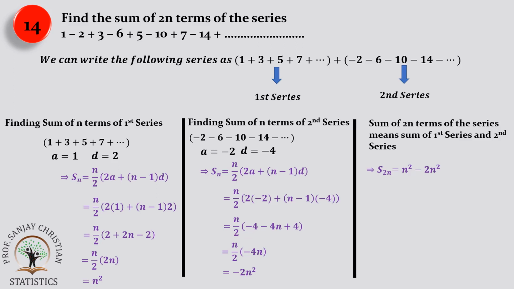What is n square? This is the sum of n terms of the first series, and obviously the other is the sum of the second series, and we are going to get the answer as minus n square. I hope you understood example 14. It is an important example.